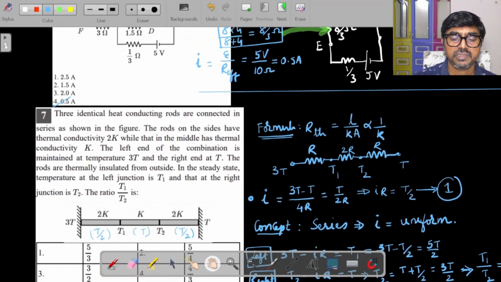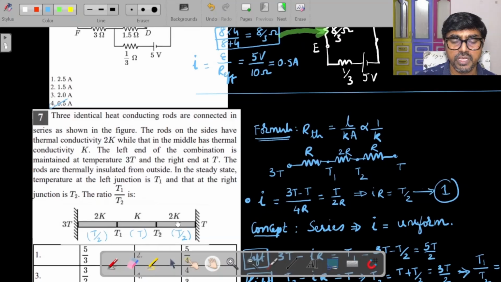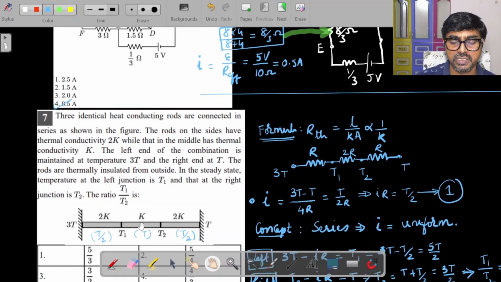Okay, next, 7th question. 3 identical heat conducting rods are connected in series as shown in the figure. So the moment you see conducting rod and series, current electricity linkage, you can treat each conductor as a resistor and then start solving it. Temperature is like potential, heat current here and electric current there, a lot of comparison you have. The rods on the sides have the thermal conductivity 2K, while the middle one has conductivity K here.